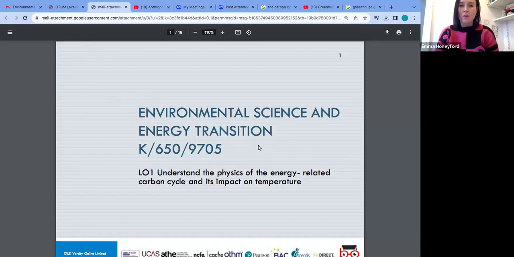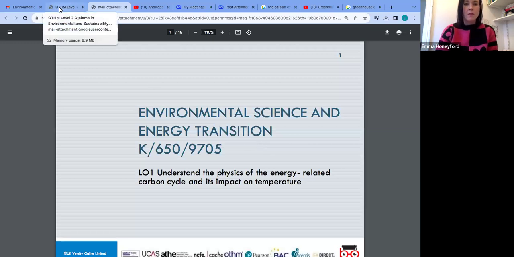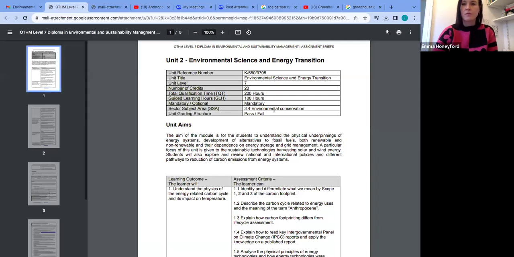Today we're going to talk about environmental science and the energy transition. This is learning outcome 1: understanding the physics of the energy-related carbon cycle and its impact on temperature. I'm just going to go over the unit aims. So let's have a look.